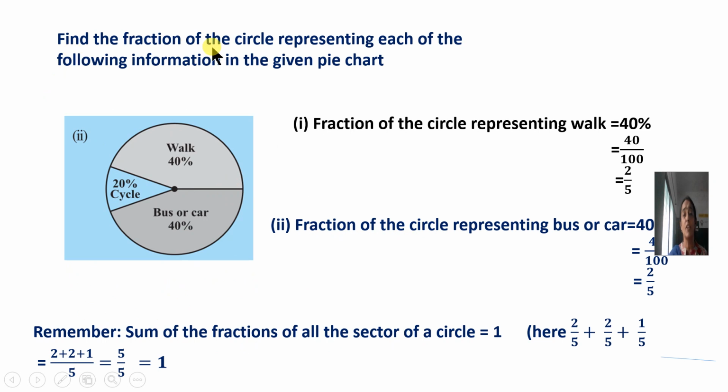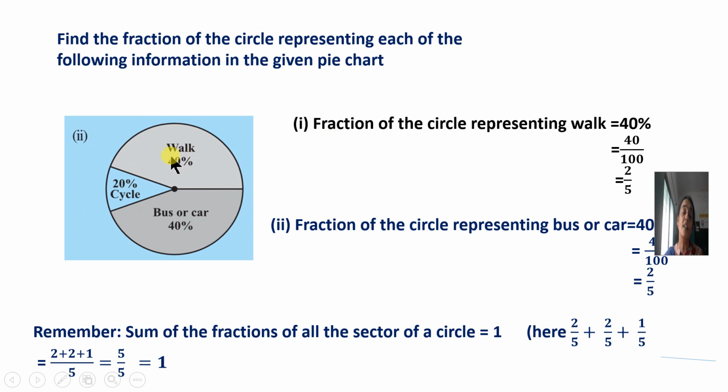Find the fraction of the circle representing each of the following information in the given pie chart. So you have to find the fraction of the circle. Fraction means the size of the sector.